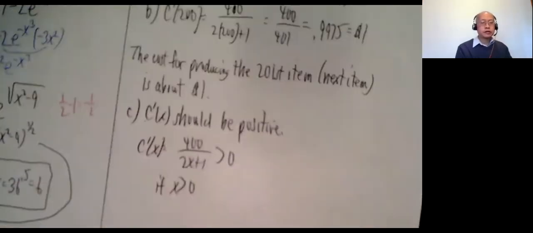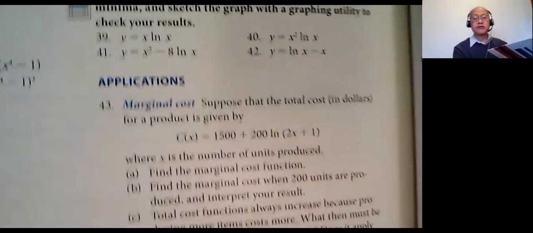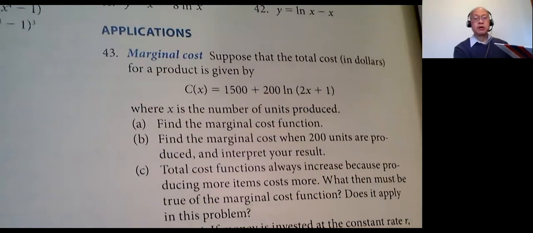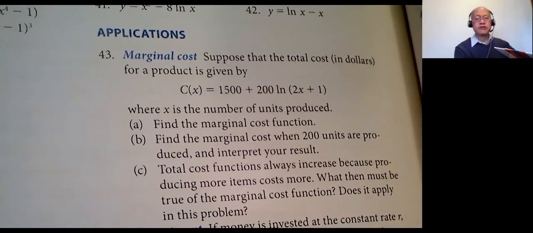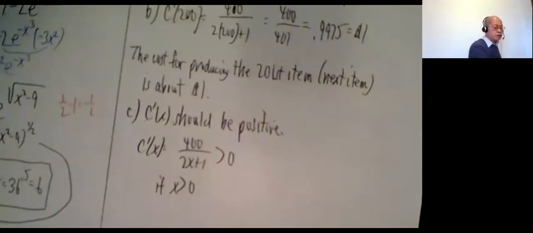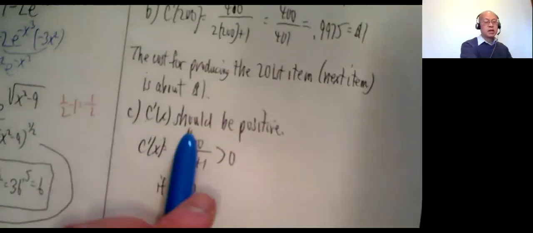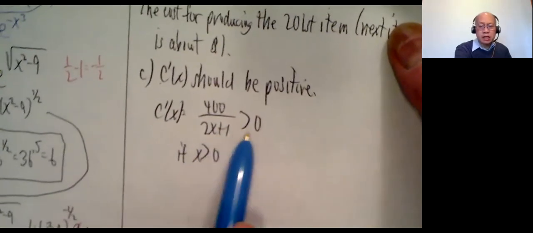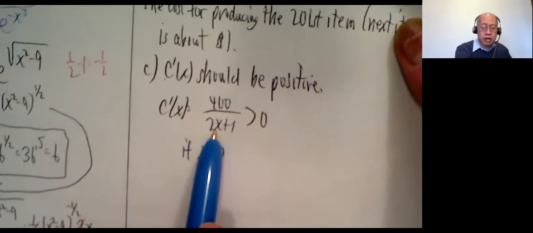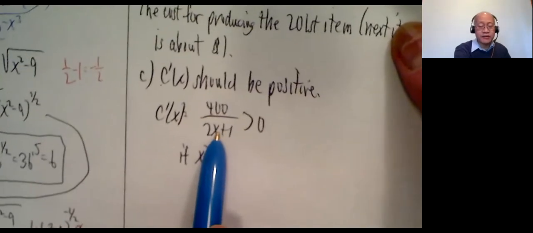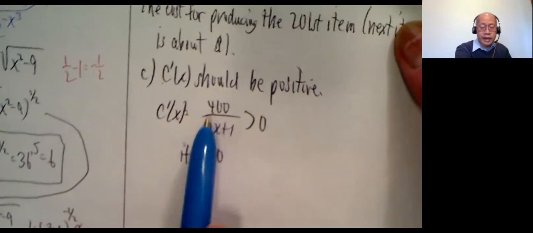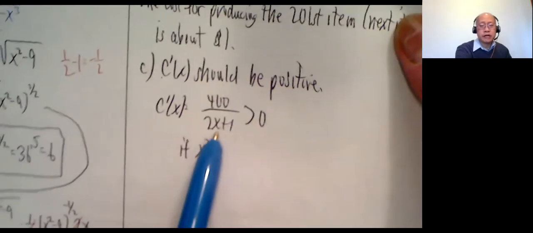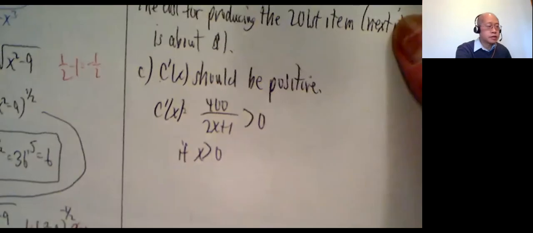All right, now that diatribe that they had in C says total cost functions always increase because producing more costs more. What must be true of the marginal cost function? Does it apply in this problem? That means the marginal function should always be positive. C prime should be positive. And let's check. The derivative was 400 over 2x plus 1. That's going to be positive if x is positive. And in this kind of problem, it's going to be positive. There's no such thing as producing negative items, right? So yes, that will be true. C prime is positive if I plug in any positive quantity, as you can see here.